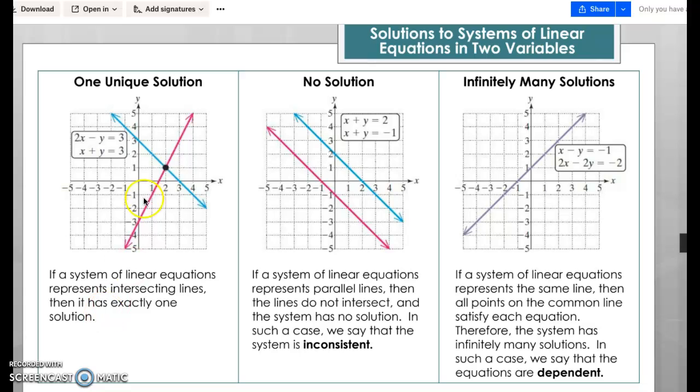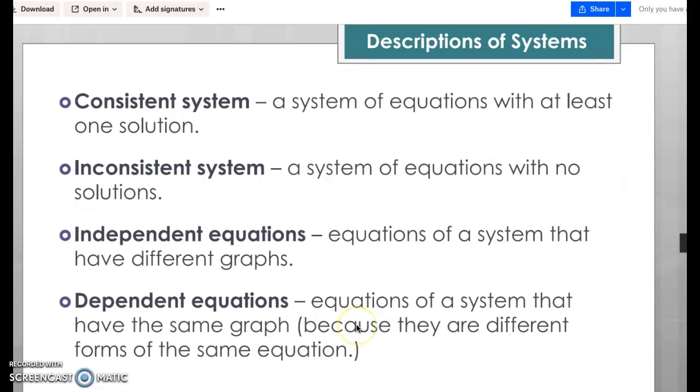But we have three different solution types for systems of linear equations. The first is when they intersect once, that's one unique solution. The second, when there's no solution. And when this happens, we say it's inconsistent. Okay? When we have infinitely many solutions, we say it's dependent. Let's talk a little bit more about what each of those mean.